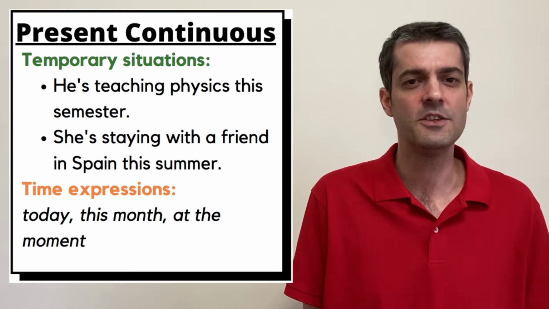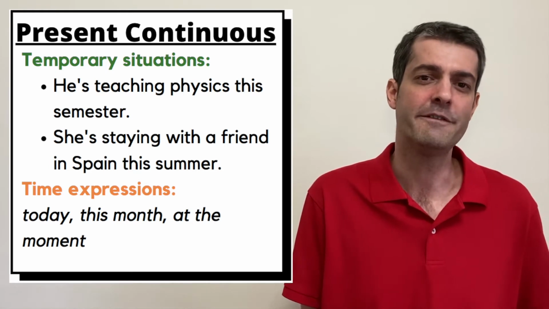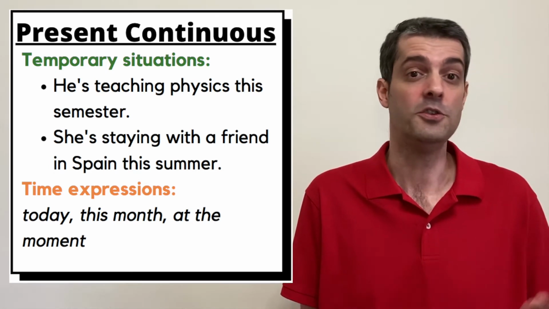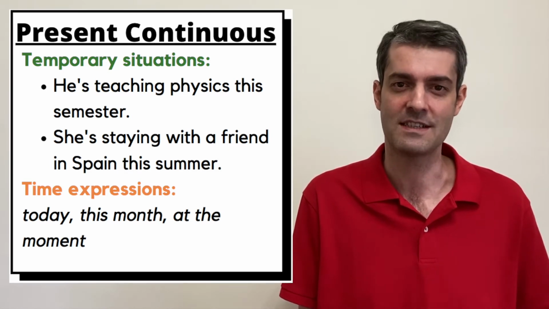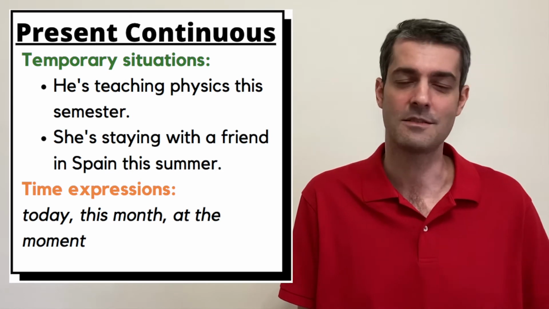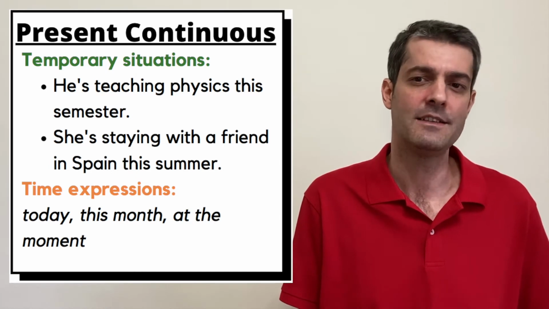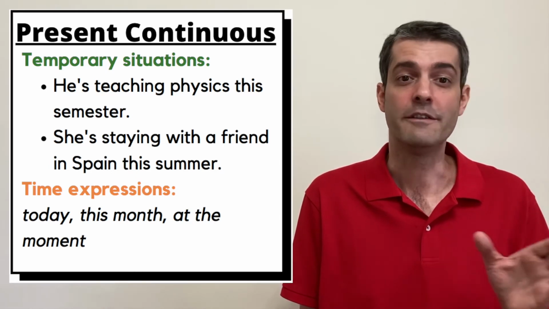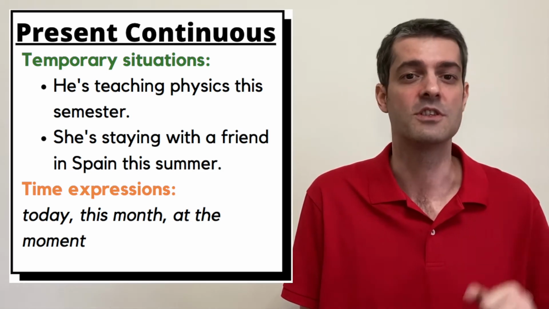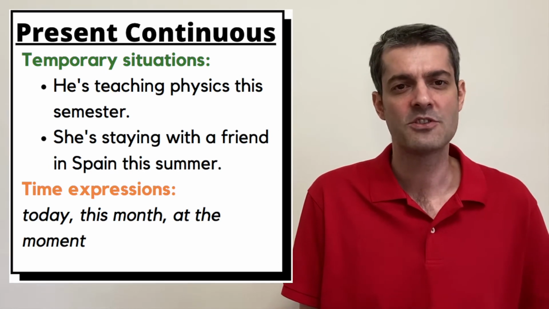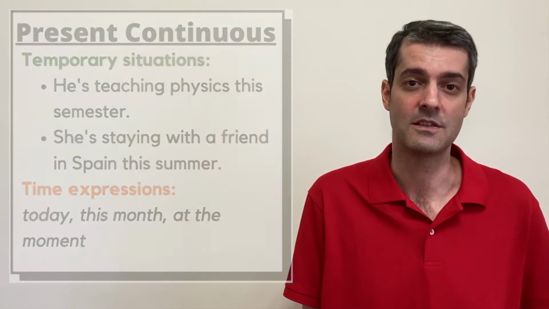We use the present continuous tense to talk about temporary situations, such as he's teaching physics this semester. Maybe he usually teaches chemistry, but due to a shortage of teachers, he needs to teach physics this semester. Probably next semester he'll go back to teaching chemistry. And she's staying with a friend in Spain this summer. For a few weeks in summer she'll be in Spain, and when summer is over she'll go back to where she was living before. Some time expressions to use for temporary situations include today, this month, or at the moment.